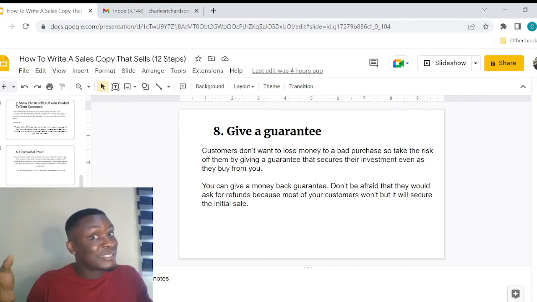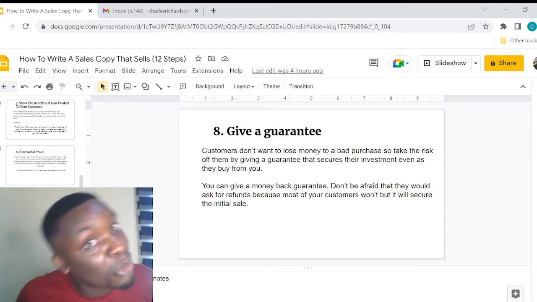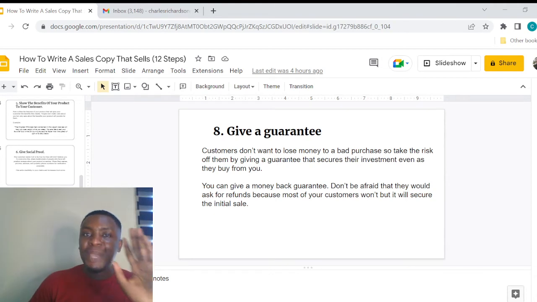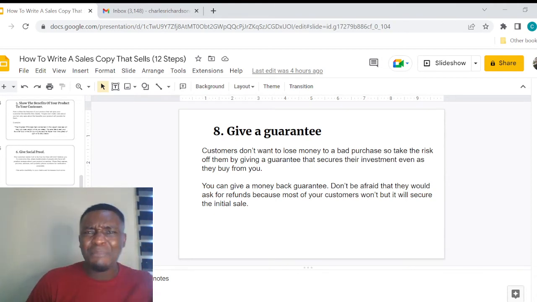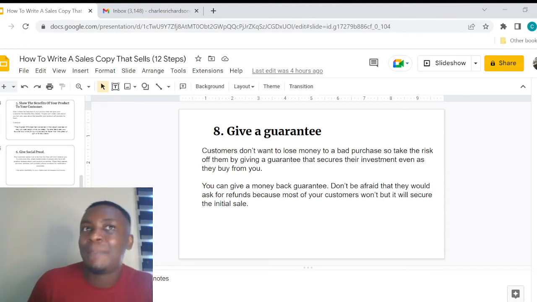Of course, if you are not selling a bad product, they will not come back for a refund. But if you are selling a bad product, they will come back. So make sure your product is working. Then give them a guarantee. Don't be afraid. Tell them, I'll give your money back. Very little will come back. And even if one person comes back, the people that did not come back will make up for that person that came back for a refund. That is simply how it works.